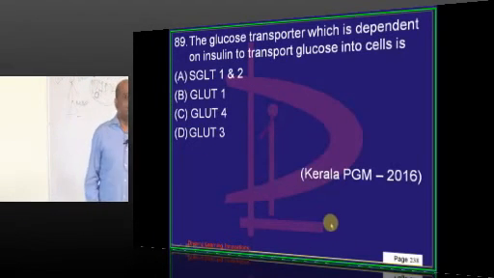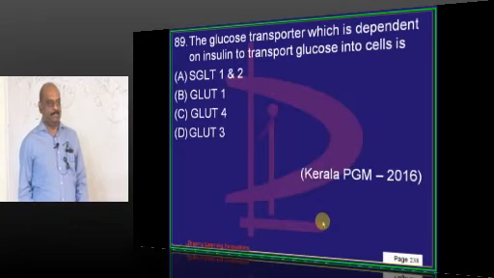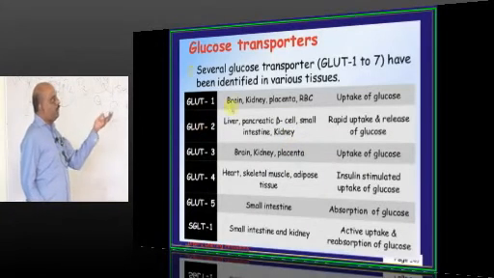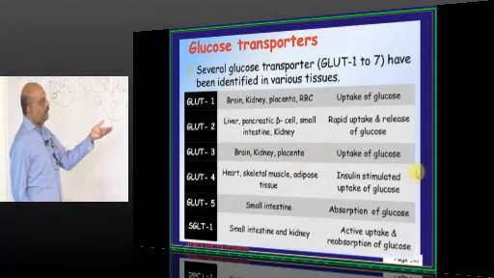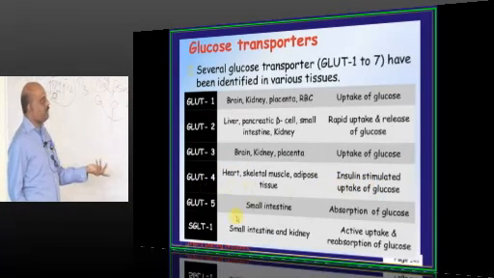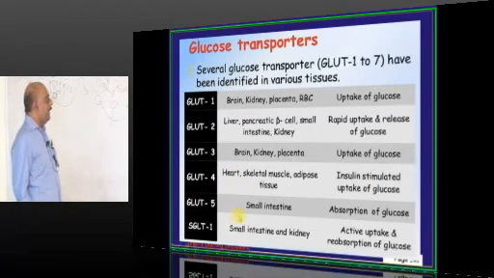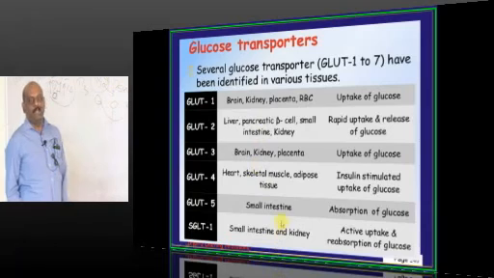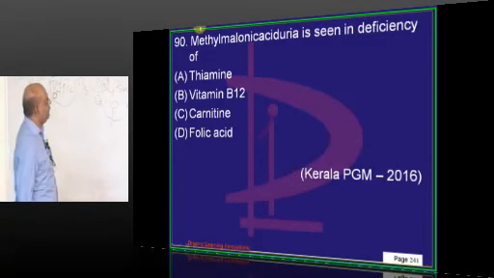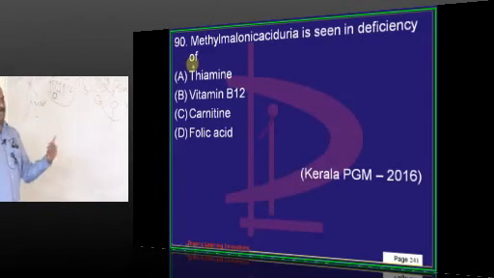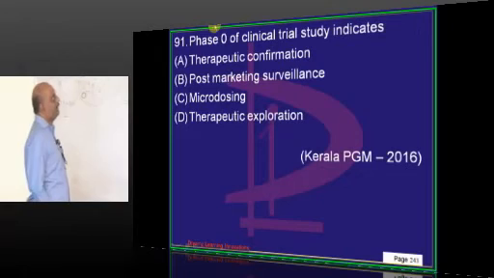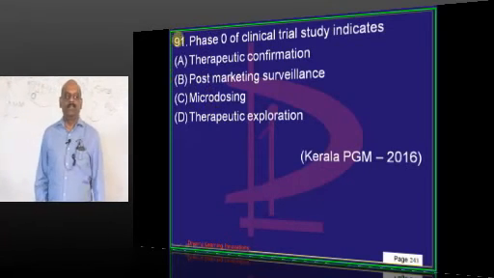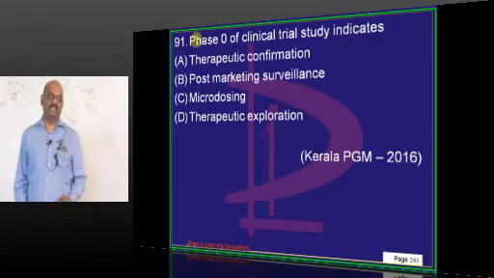Which glucose transporter? A GLUT question will come, doctor. So GLUT 1, uptake of glucose. GLUT 2, rapid uptake and release of glucose. GLUT 3, also uptake. But GLUT 4, insulin mediated uptake. That's how you must know these GLUTs are present basically. Vitamin B12 deficiency leads to methylmalonic aciduria. One question on phases of the trials.